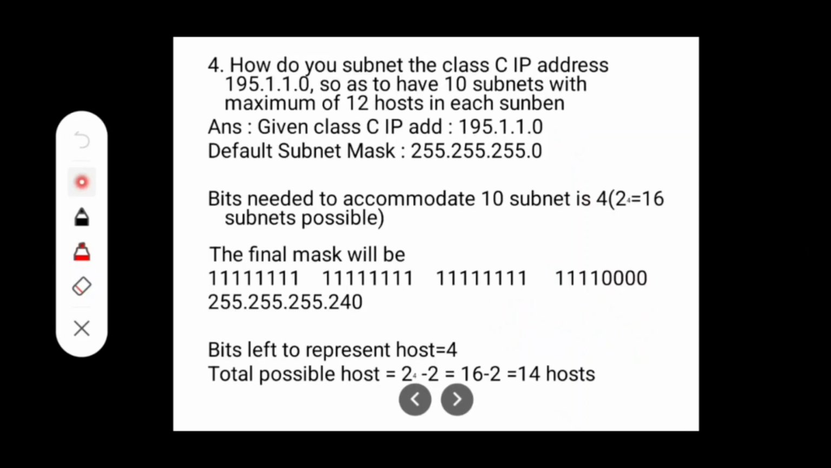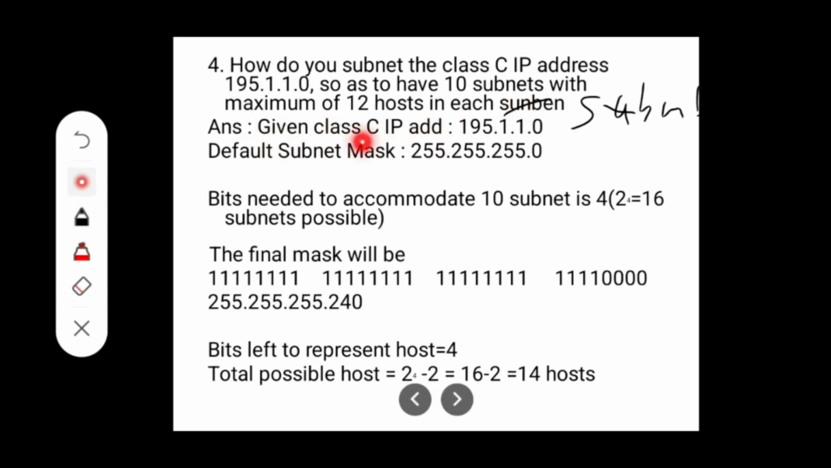Look here. How do you subnet the class C IP address 195.1.1.0 so as to have 10 subnets with a maximum of 12 hosts in each subnet? 12 hosts in each subnet.